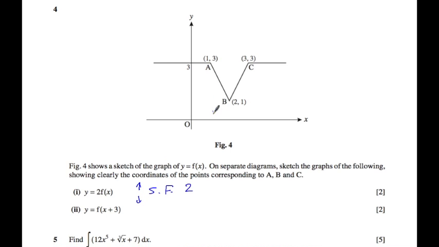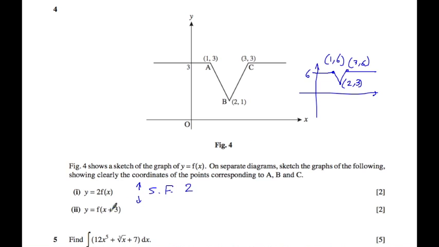So if you like, all the y coordinates are going to be doubled, and this is going to be stretched further away. So instead of crossing at 3, it's going to cross at 6. 1, 3 is now going to be at 1, 6. 2, 1 is now going to be at 2, 2. Notice all the x coordinates are staying the same. C will be at 3, 6, because the only thing that's being stretched are the y's. So that would look like that.